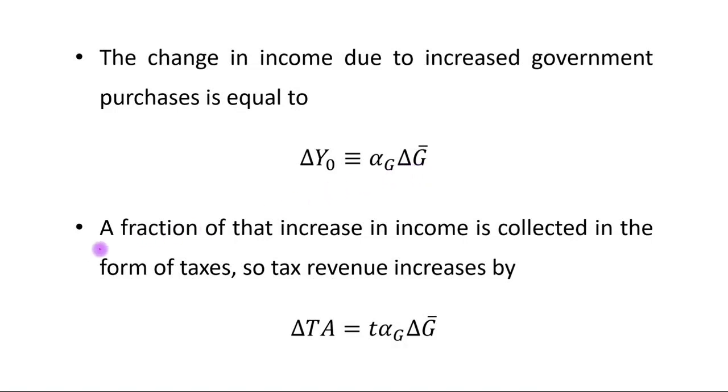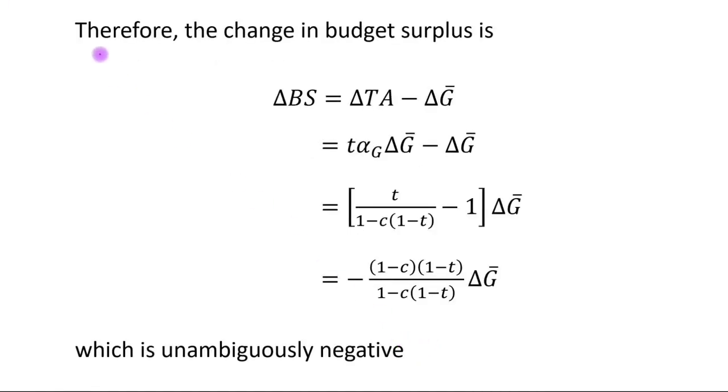A fraction of that increase in income is collected in the form of taxes, so tax revenue increases. The change in tax revenue is the tax rate times the change in equilibrium level of output, which is the multiplier times the change in G bar. Therefore, the change in budget surplus is the change in taxes minus the change in government expenditure.